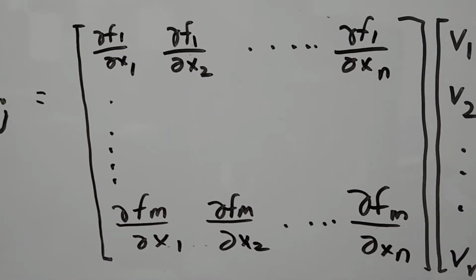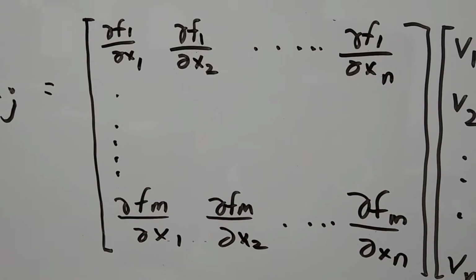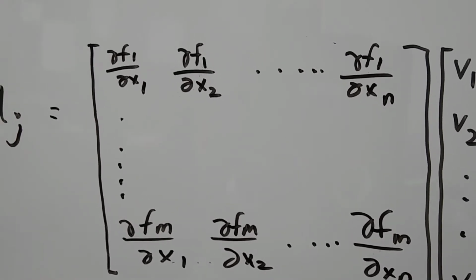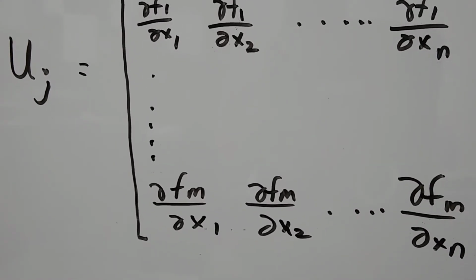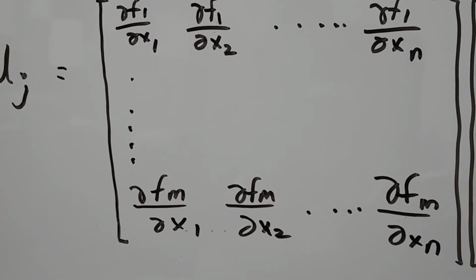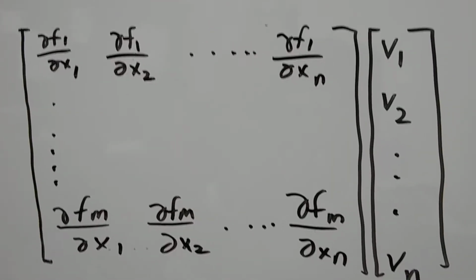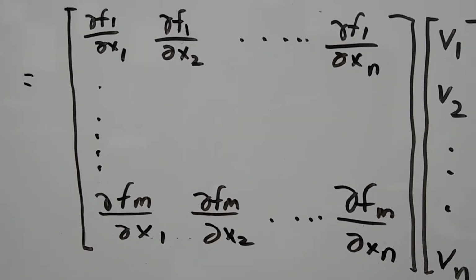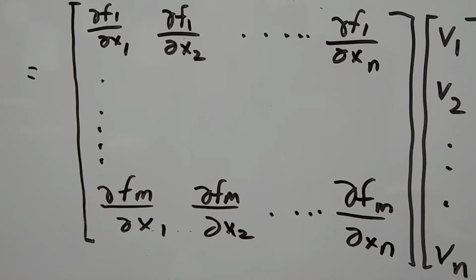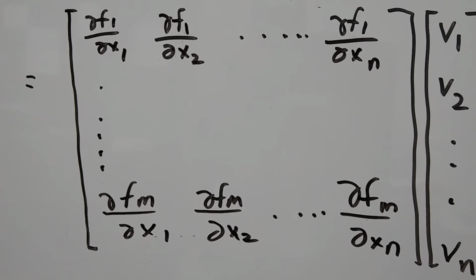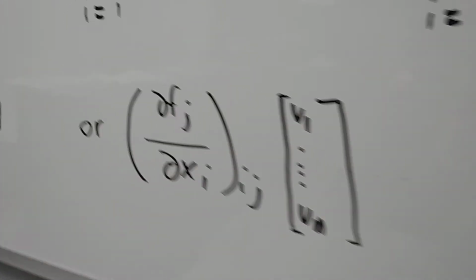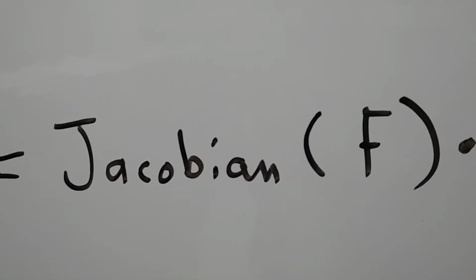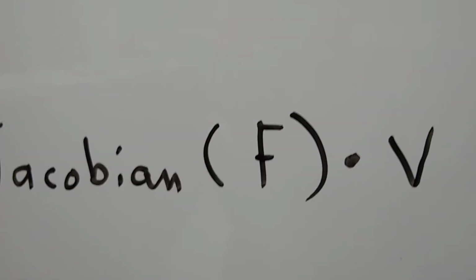My m by n matrix, the first row is just going to be the partial of f1 with respect to x1 through the partial of f1 with respect to xn, and the mth row is going to be the partial of the mth Euclidean coordinate function with respect to x1 all the way down to the partial of the mth Euclidean coordinate function with respect to xn, multiplied by the vector v. Well, this matrix on the left has a particular name. It's called the Jacobian of my mapping big F from Rn to Rm. And so we can use matrix notation and really say that F star V is just the Jacobian of F dotted with V.